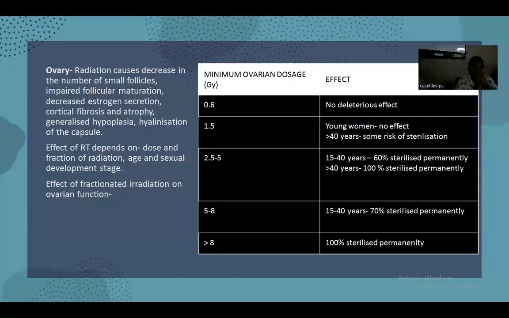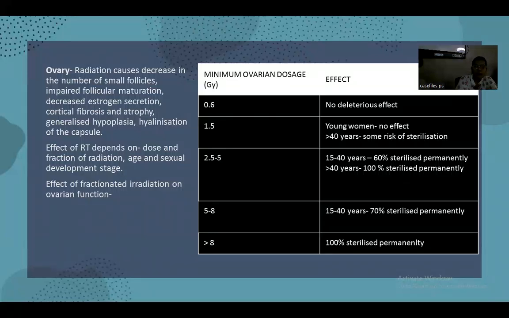Now, coming to the ovary, radiation causes a decrease in the number of small follicles, impaired follicular maturation, and decreased estrogen secretion, along with cortical fibrosis, atrophy, and generalized hypoplasia, along with hyalinization of the capsule. The effect of RT depends on dose and fraction of radiation, age, and sexual stage.